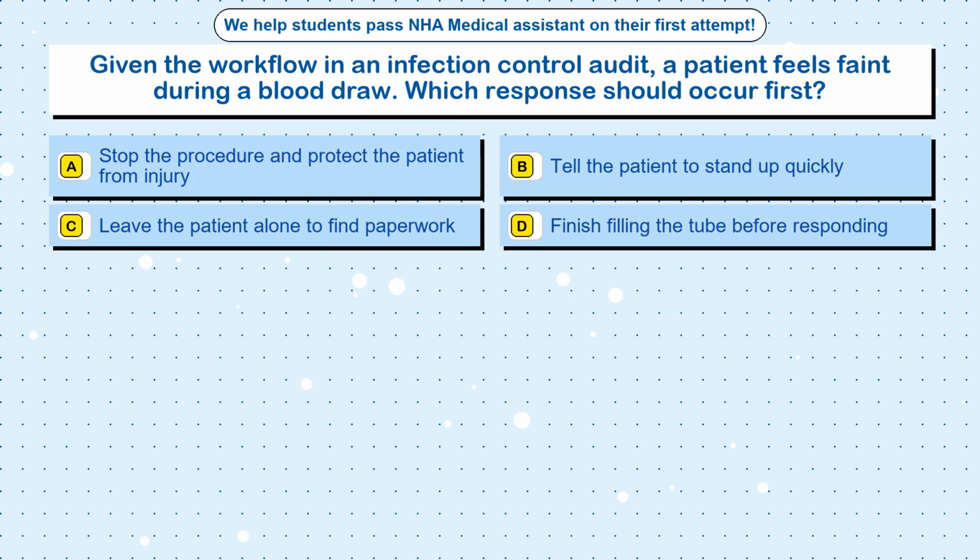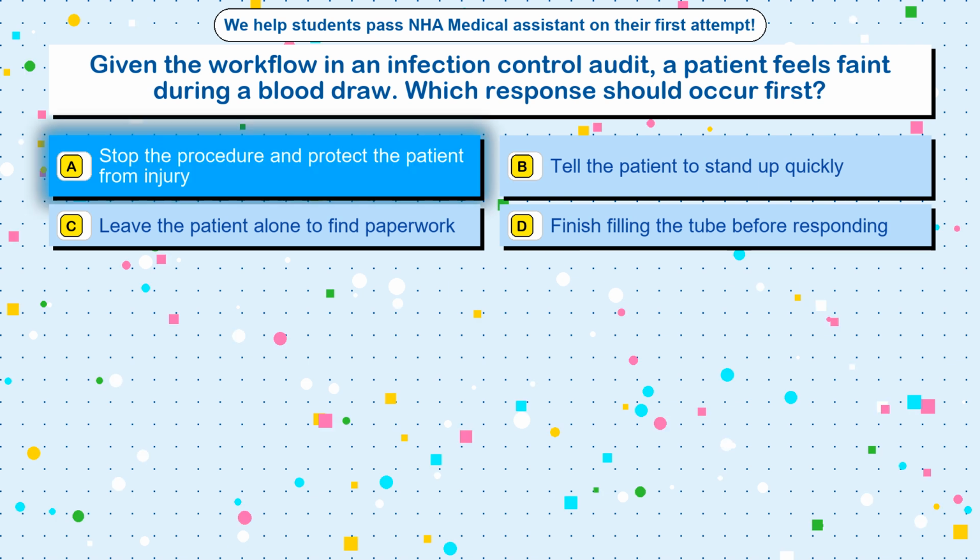Question 94. Given the workflow in an infection control audit, a patient feels faint during a blood draw. Which response should occur first? Option A, stop the procedure and protect the patient from injury. Option B, tell the patient to stand up quickly. Option C, leave the patient alone to find paperwork. Option D, finish filling the tube before responding. The correct answer is option A, stop the procedure and protect the patient from injury.